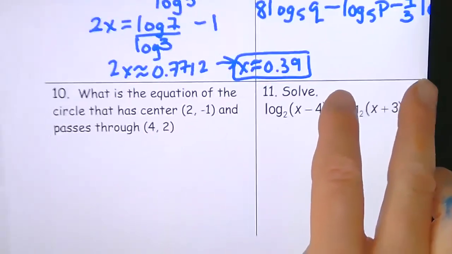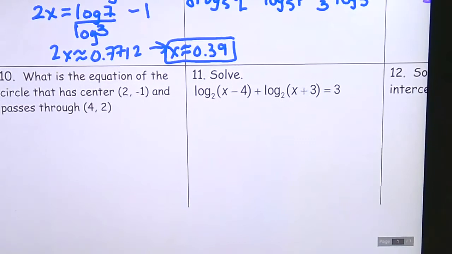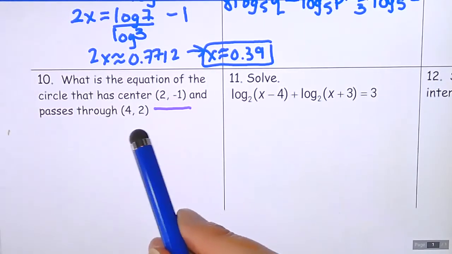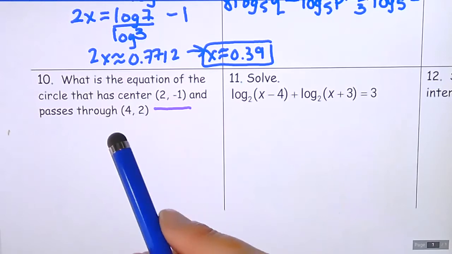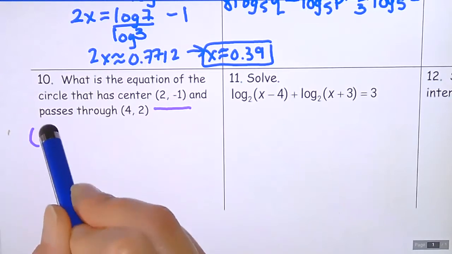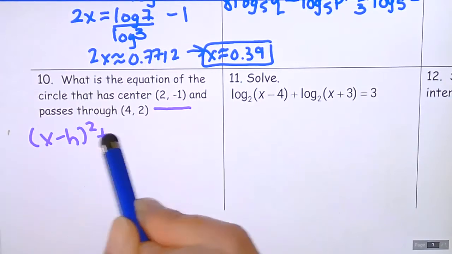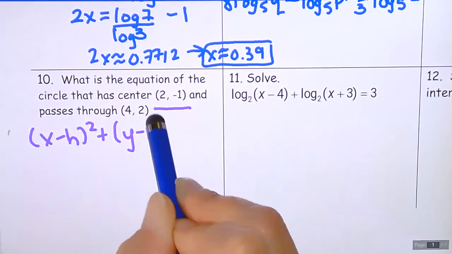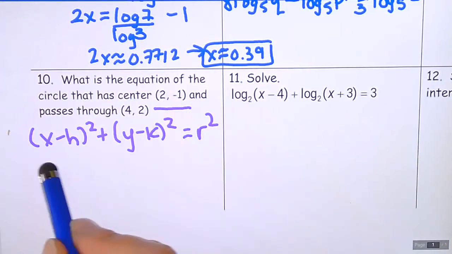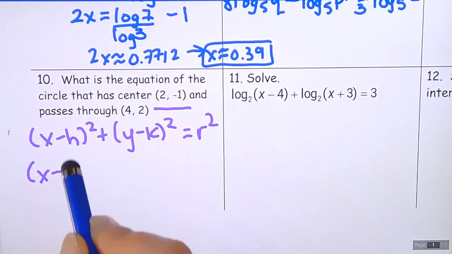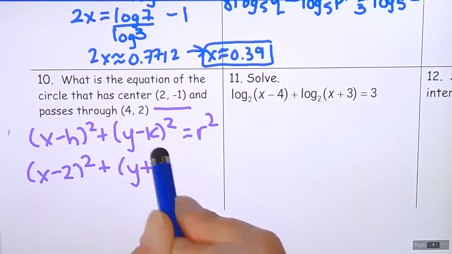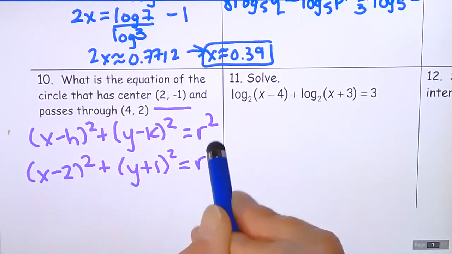Number 11, write the equation of a circle that has a center at 2, -1. So this is my center, and then it goes through this point. So this point's going to help me find my radius, my r squared. So a general equation of this, x minus h squared plus y minus k squared equals r squared. So this 2, I'm going to have x minus 2 squared. This -1 came from y plus 1 squared equals r squared.